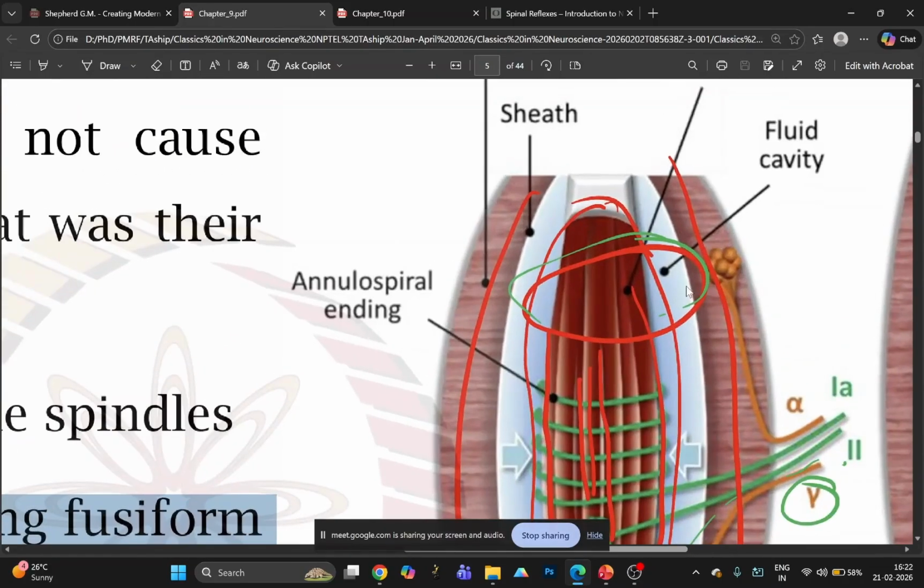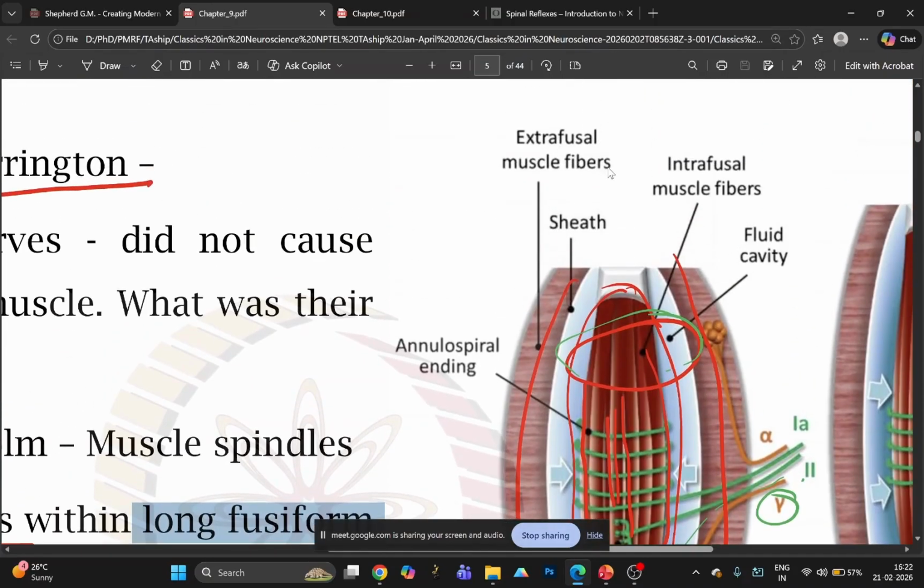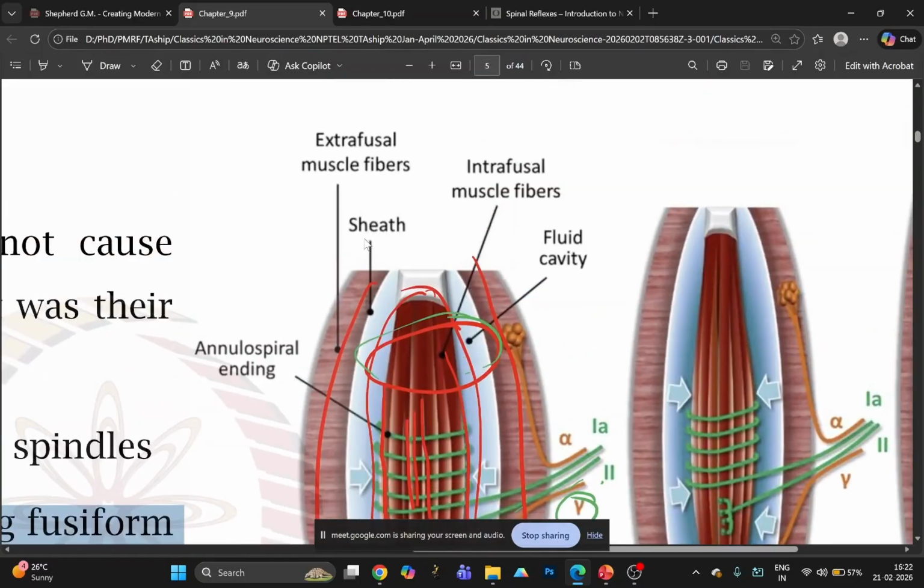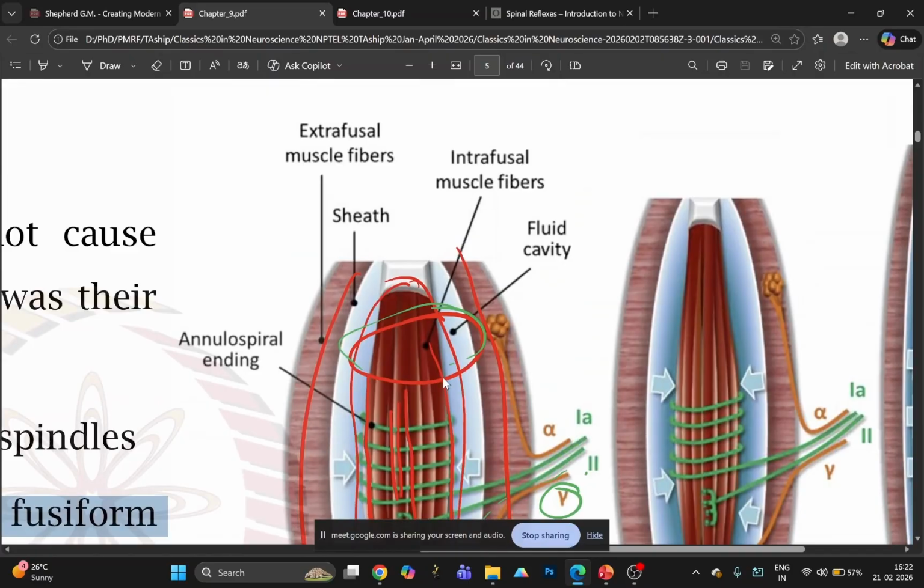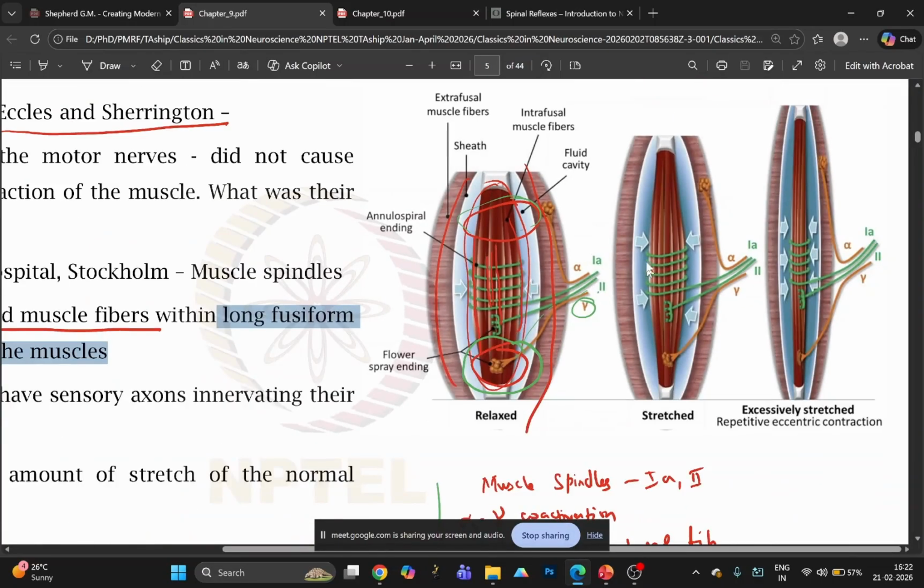So basically, you can see that there are normal muscle fibers that are responsible for contraction, called the extrafusal muscle fibers. Then there is a fusiform capsule, which has a sheath to it, and inside that are intrafusal muscle fibers, or the muscle spindles, which are modified muscle fibers. The function of these muscle spindles is to inform the spinal cord about the extent of stretch of the muscle. How much is the muscle getting stretched? That is the information.